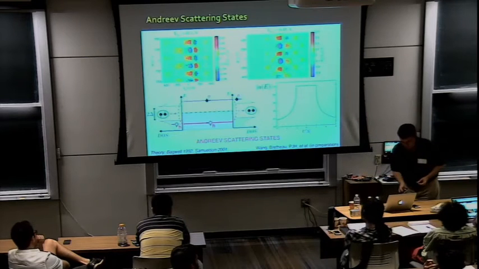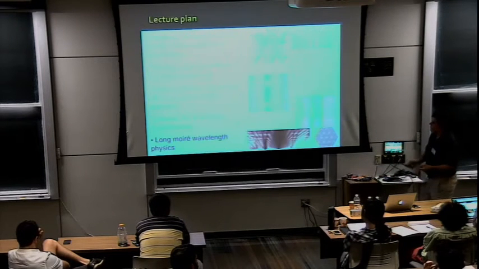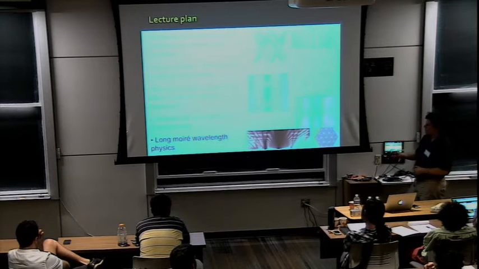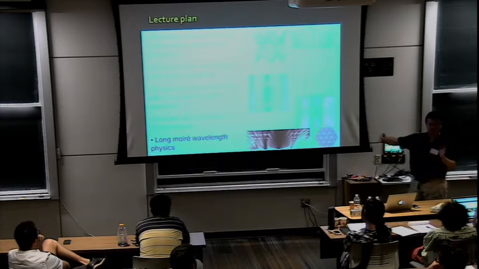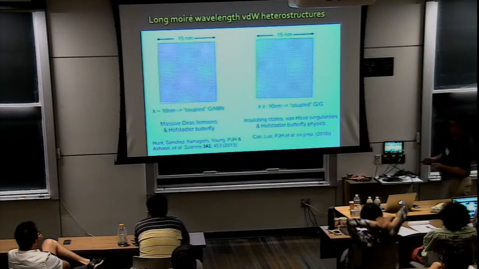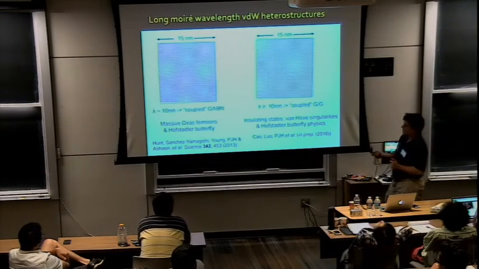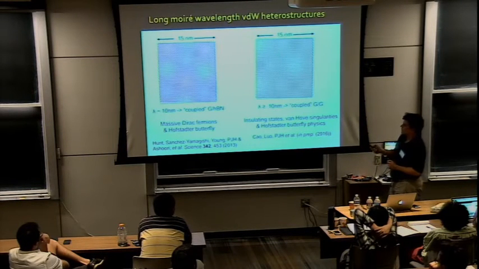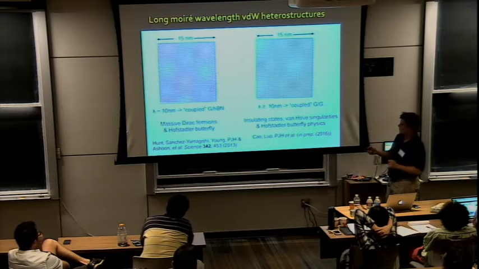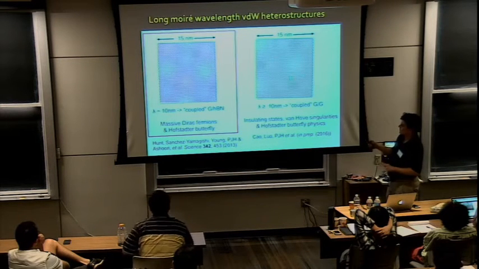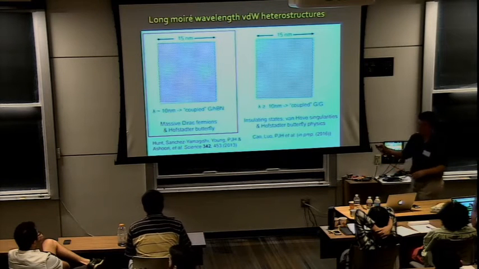Now, let me switch gears and tell you a little bit, in the last half an hour, about the physics of the long Moiré wavelength patterns. Remember, we can play this game both with graphene on top of hexagonal boron nitride or graphene on top of graphene. I'm going to get started with this, and if there's time, I'll tell you something about this. Anyway, I only have a few slides with some recent data on this.